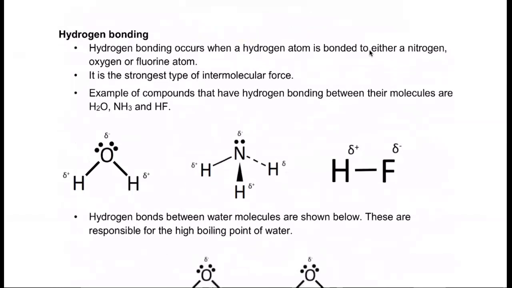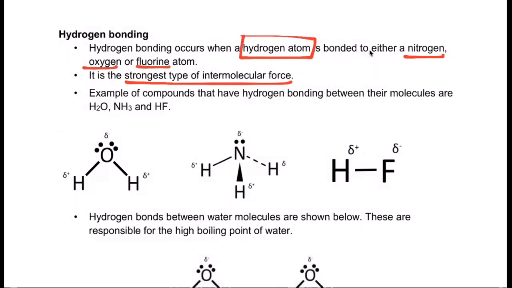All right, so the third type, hydrogen bonding. This is the strongest type of intermolecular force, and it occurs, number one, you have to have hydrogen, but it has to come in contact with one of three other elements. It has to come in contact with nitrogen, oxygen, or fluorine on another molecule.